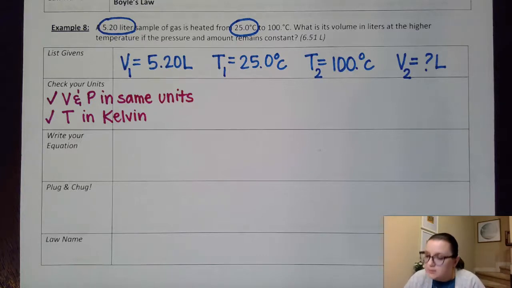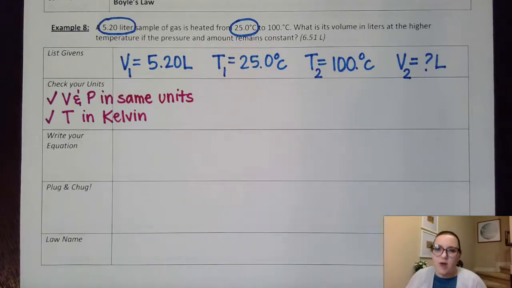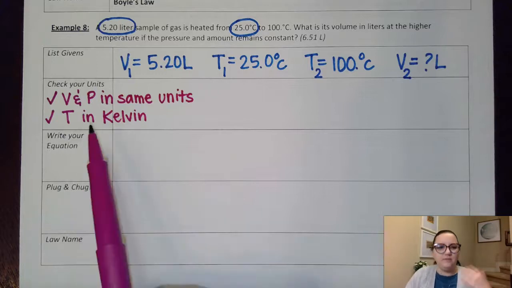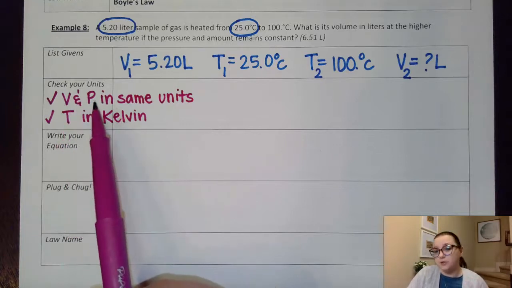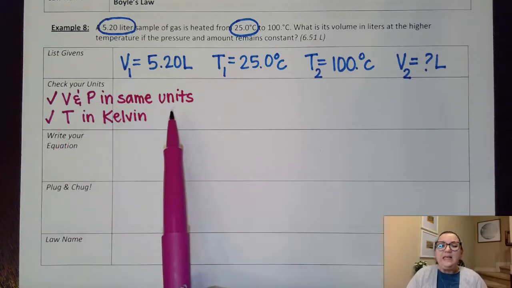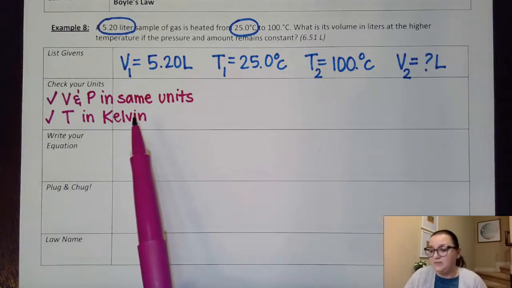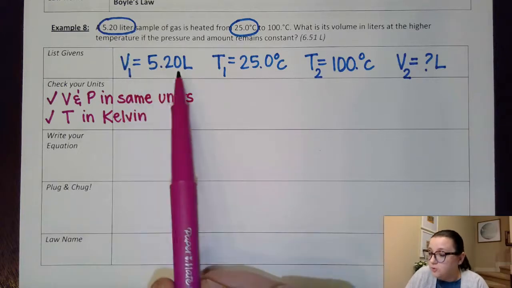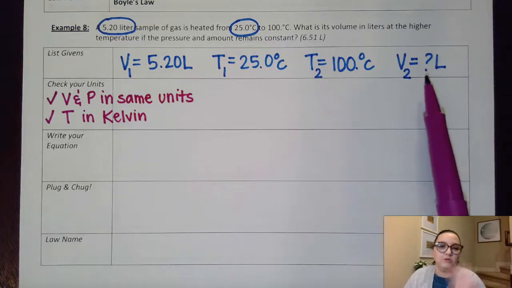I do notice that both pressure and amount remain constant, so I don't need to write down those givens. The next thing I want to do is check my units, and you want to look for 2 specific things. First, make sure any volumes and pressures are in the same units. It doesn't matter for combined what those units are, they just need to be the same. For example here, my volumes are both in liters, so I don't need to convert one to match the other. Those already match.